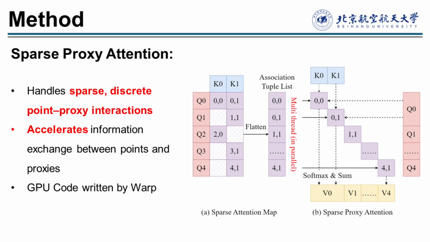With associations in place, sparse proxy attention handles the discrete many-to-few interactions between points and their connected proxies. Instead of dense attention over all pairs, we only compute on the linked set, accelerating information exchange in both directions. We further adopt a table-based relative bias and implement the kernels with GPU warp code for high throughput. The result is scalable attention that respects geometry and budget.